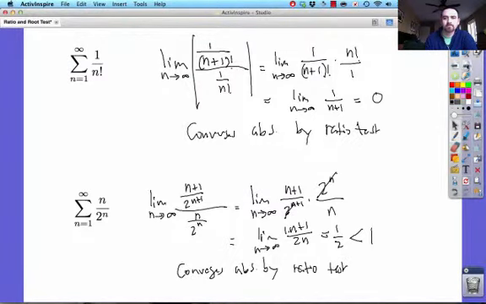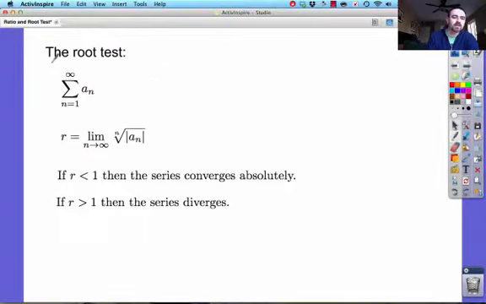Very nice. Okay, let's take a look at another test, a very similar test. This test is called the root test. The root test and the ratio test are very, very similar. So for the root test, we have the same setup. You'll notice we actually have the same conclusions. I just copied and pasted the setup and the conclusions. The difference is how we find r.